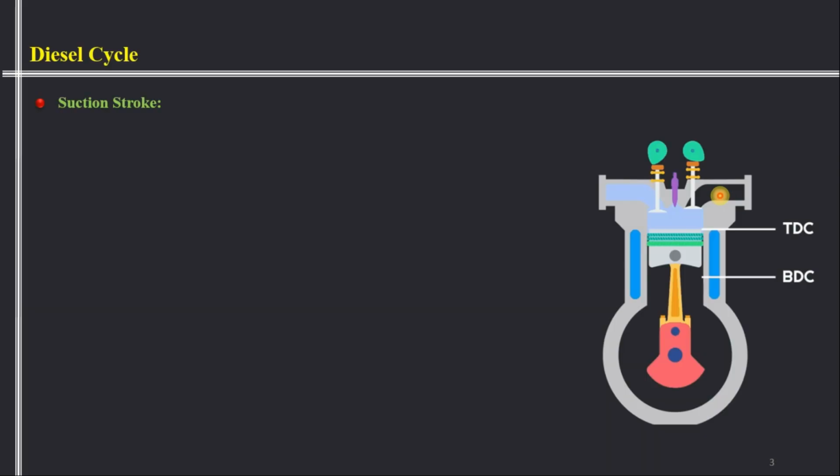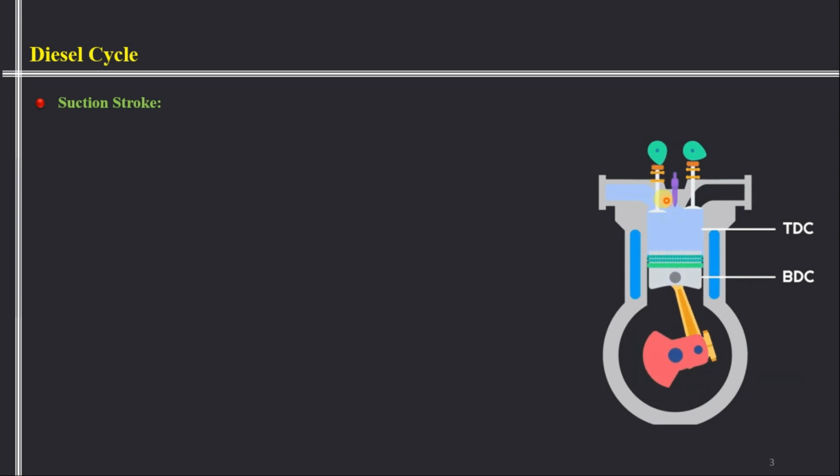So let's have a look at the suction stroke. In the suction stroke, the inlet valve will be opened and the piston will move from top dead center to bottom dead center. Because of this movement, the volume inside the cylinder will increase and only air will be sucked inside the cylinder. Keep this in mind: in the petrol cycle or Otto cycle, we were inserting a mixture of fuel and air, while in the diesel cycle, we are inserting only air inside the cylinder.